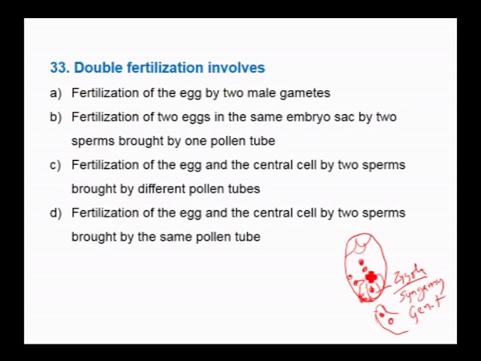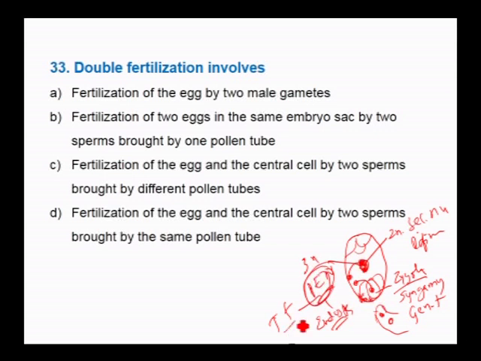Before this, the two polar nuclei fuse together to form a diploid secondary nucleus, also called the definitive nucleus. Another male gamete fertilizes the secondary nucleus to form a triploid primary endosperm nucleus, which develops into the future nourishing tissue, that is endosperm, which is triploid. This is called vegetative fertilization, and this is called triple fusion. So formation of PEN is due to triple fusion.